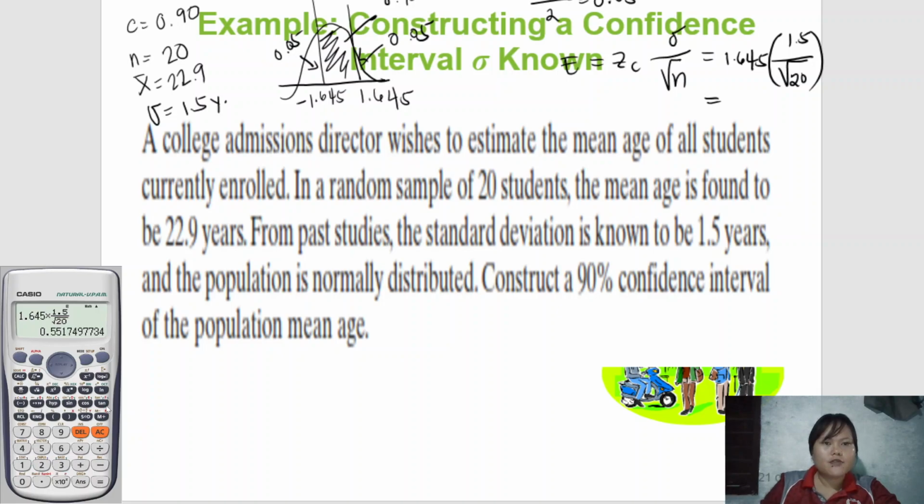Okay, that's 0.55, 0.5517. Okay, that's the value of your E. Okay, so since we have here the mean, we can now compute for the confidence interval at 90%. Okay, so the left and right.